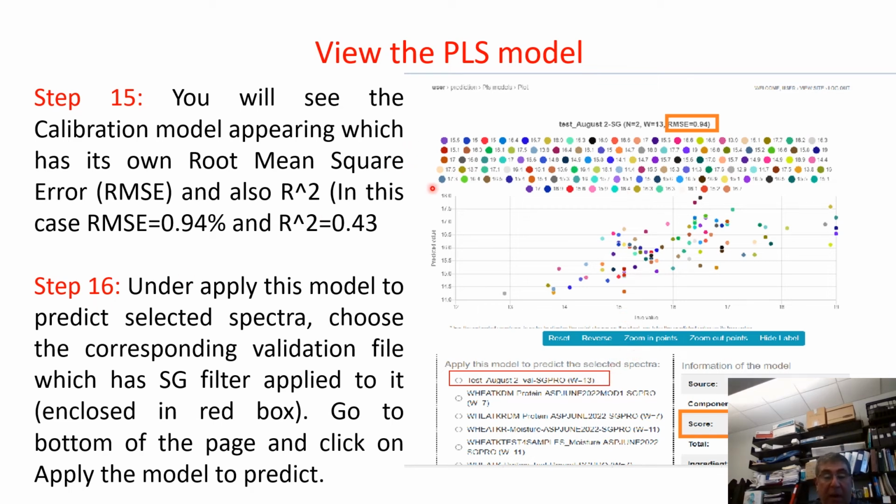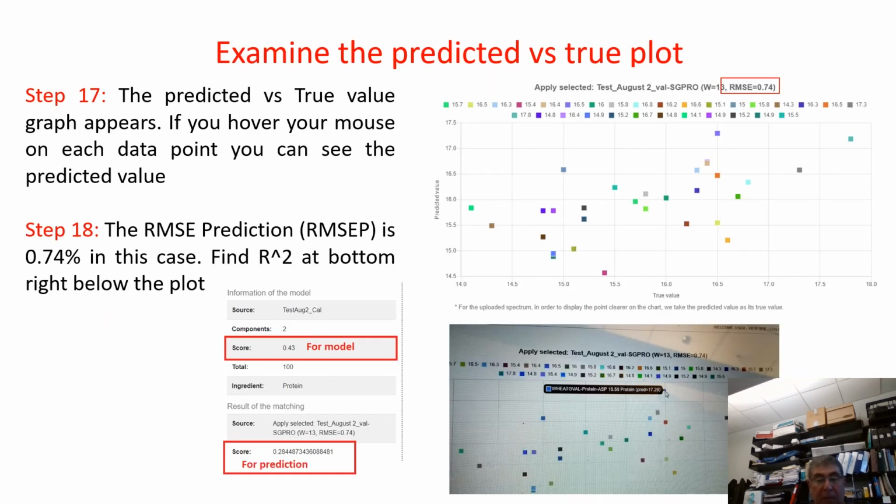And then you need to go ahead and apply this model to a validation file. So under apply this model to predict selected spectra, you choose the validation file that you applied the SG filter on. And so this is the first entry in there. And then you have to scroll down all the way to the bottom and say, basically apply this model to this spectrum. And then it will give you the predictions, which is predicted value versus the true value. So all these points become clear. And if you hover your mouse over every point, you see the predicted value and also the real value.